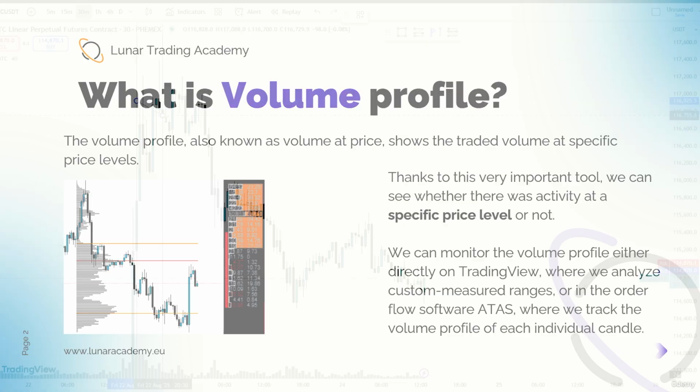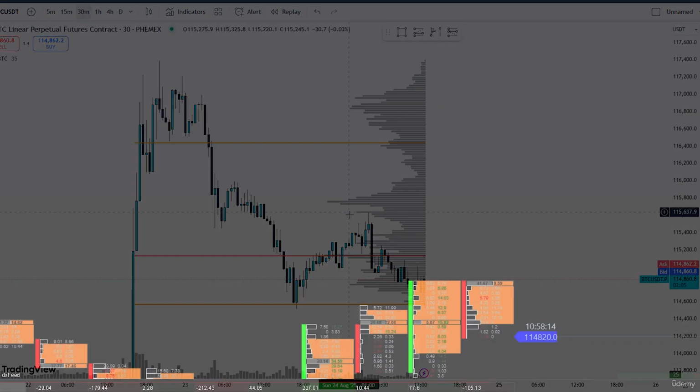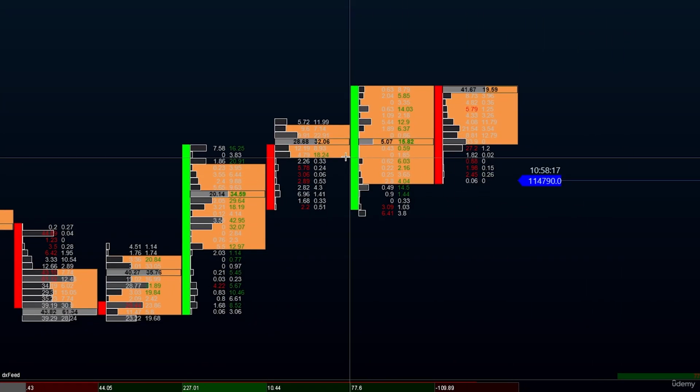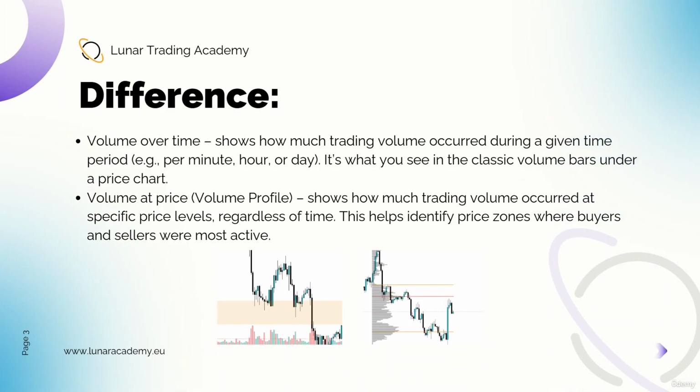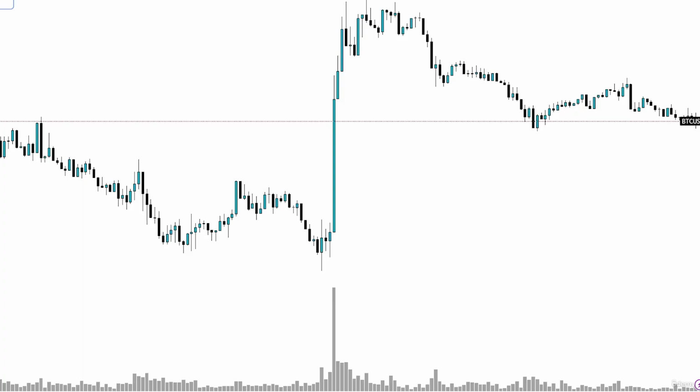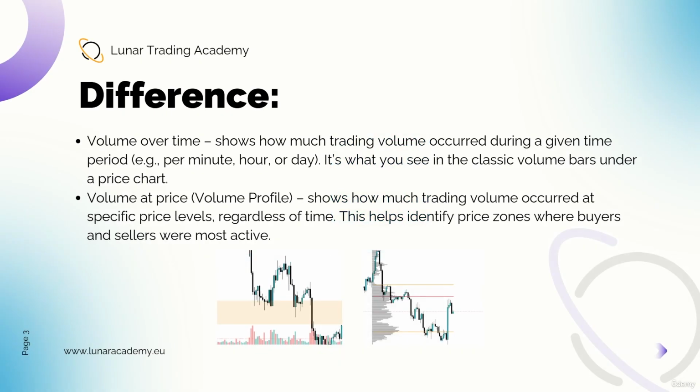We can monitor the volume profile either directly on TradingView, where we analyze custom measured ranges, or in the order flow software. There we track volume profile for each candlestick. The main difference between the volume profile and the classic volume over time is that the volume profile is much more precise. Volume over time only shows you how much volume was traded during a given time period, while the volume profile shows you the exact levels with that volume. And this helps identify price zones, price levels where buyers and sellers were most active at. It's basically like an X-ray of the market.